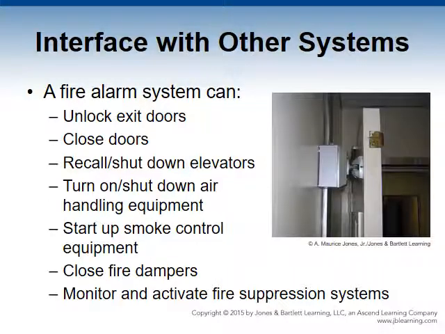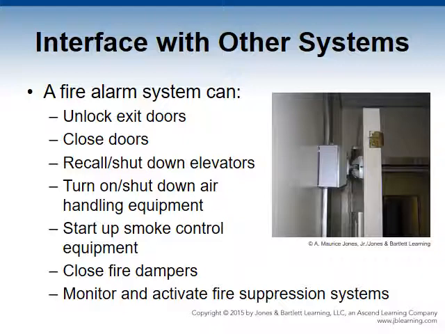Interfacing with other systems. The fire alarm system can perform the following functions: unlock exit doors, providing re-entry into the building to find an alternate exit, which can be automatic or manual. They can also close doors, releasing the devices holding a door open and creating a smoke or fire barrier. They can recall and shut down elevators.